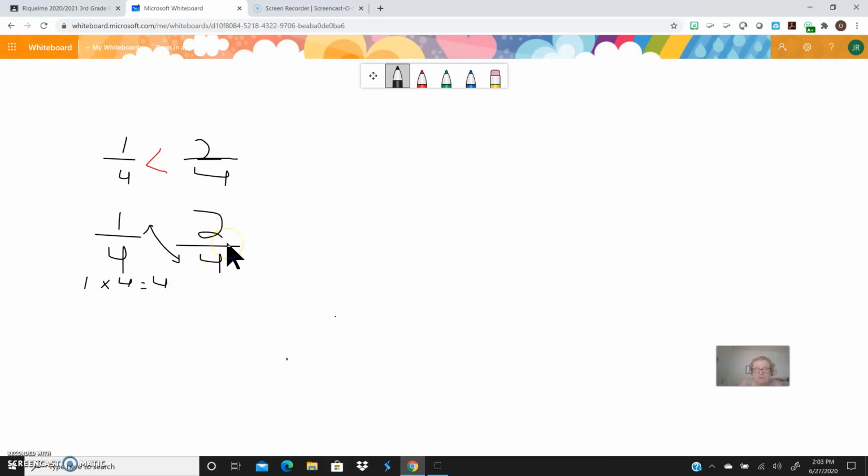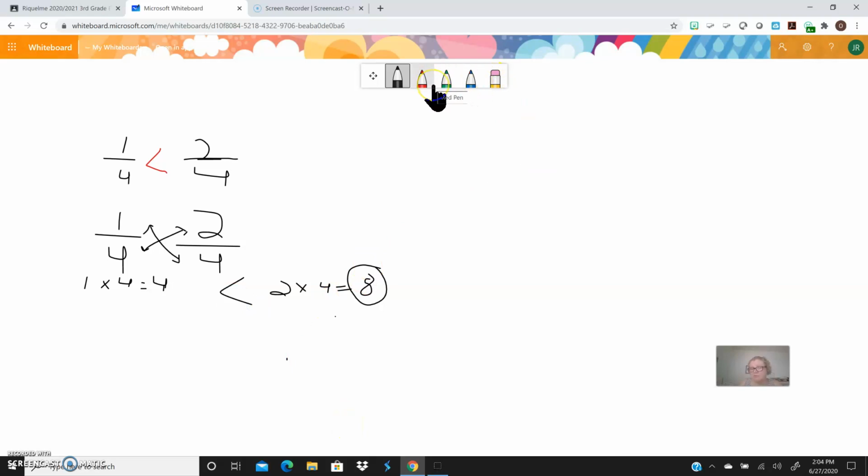Let's come over to my right side now. I have 2 times 4. So 2 times 4 equals 8. Okay? Well, let's look at the number that's bigger. Is 4 bigger or 8 bigger? 8. So I know 2/4 is bigger than 1/4.